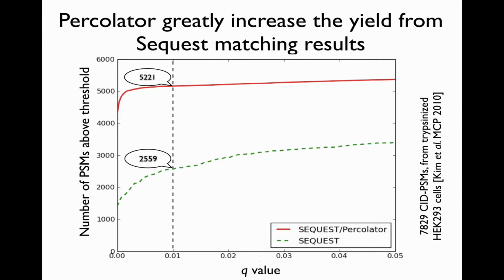The plot here shows the number of PSMs on the y-axis and the Q value on the x-axis. The sweet spot of this plot would of course be in the top left corner, where we have as many PSMs as possible.